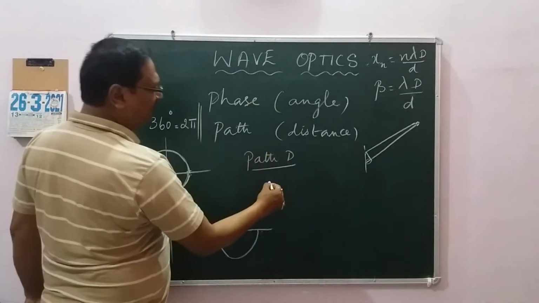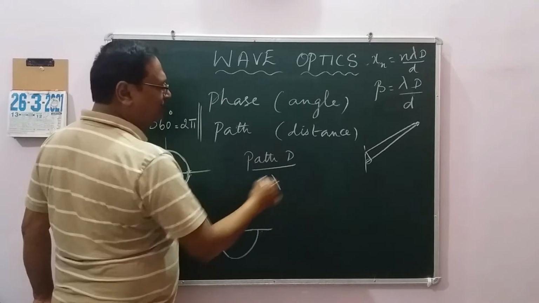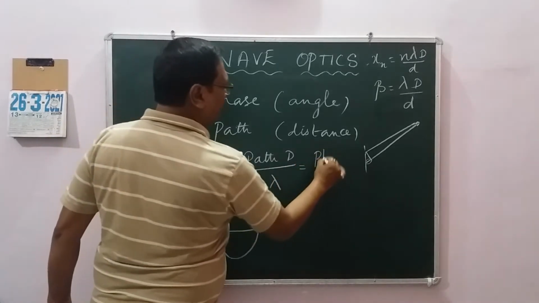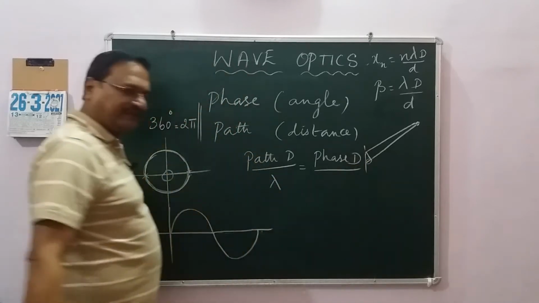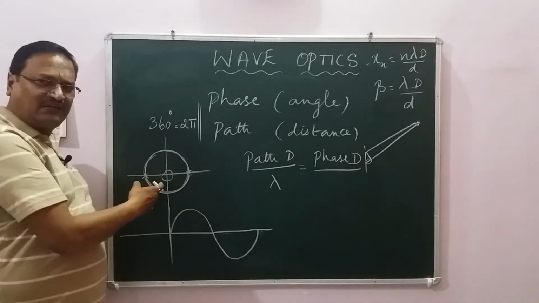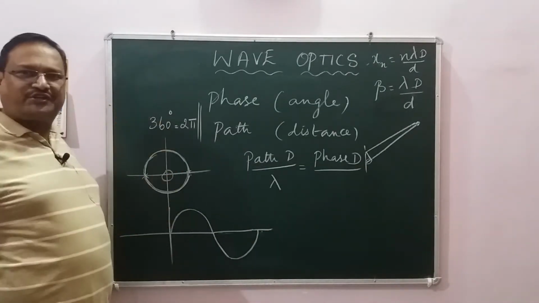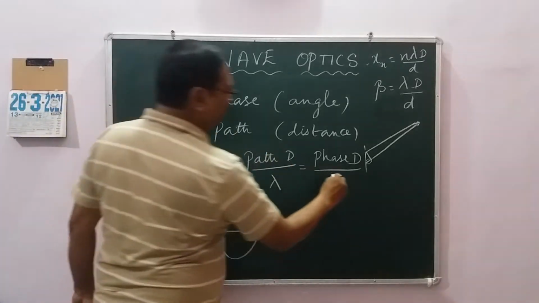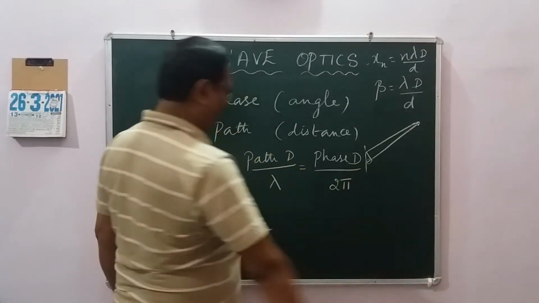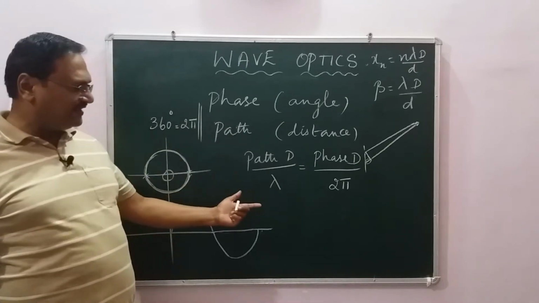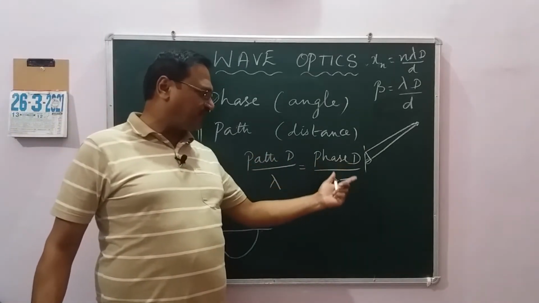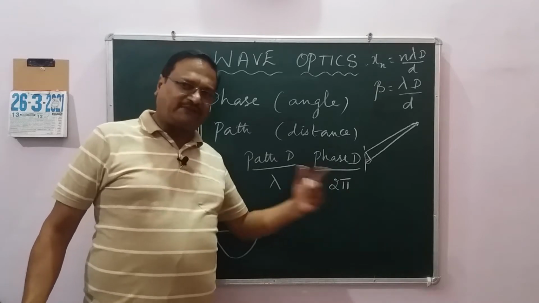So, path difference divided by wavelength should be equal to phase difference divided by... Phase is with respect to angle. What is the total angle? 360 degrees, so 2 pi. So this is what you should know: path difference divided by wavelength lambda is equal to phase difference divided by 2 pi.